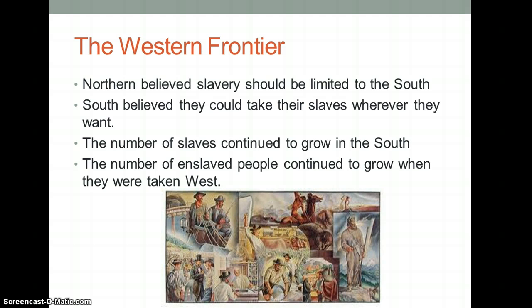The North and Abraham Lincoln believed that slavery should be limited to the South. I emphasize the word limited. Abraham Lincoln said that he just wanted to limit slavery in the South, believing that if he said that he wanted to end slavery, there would be no way that he could be elected president and able to keep some of the border states on his side.